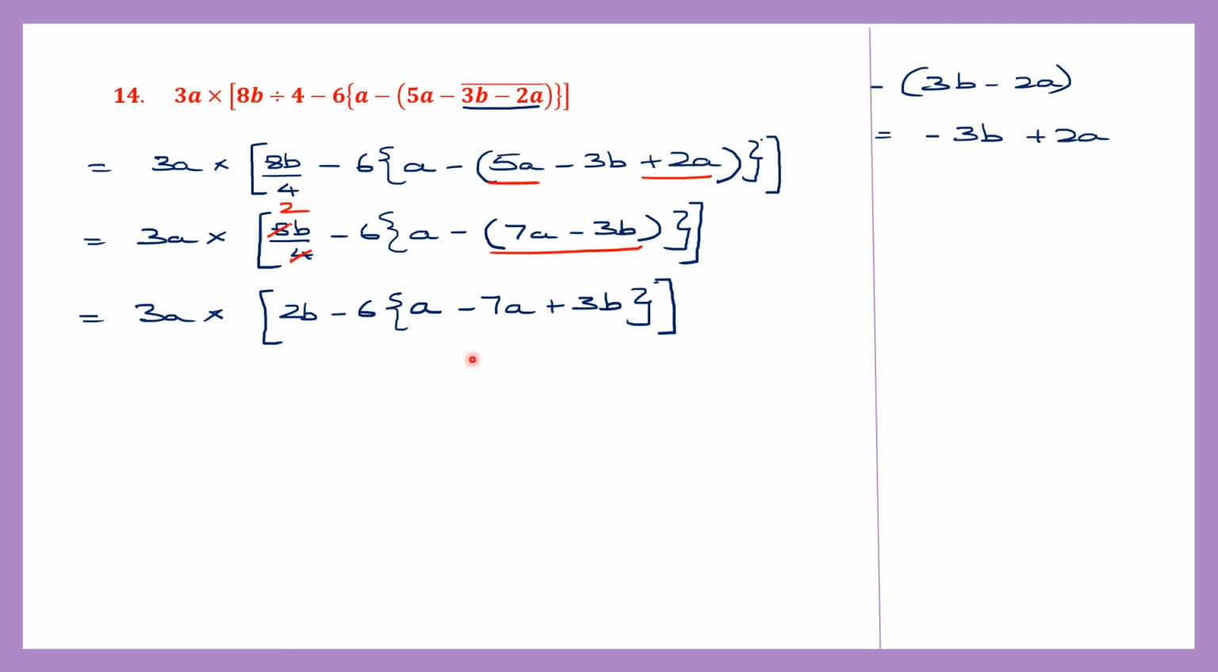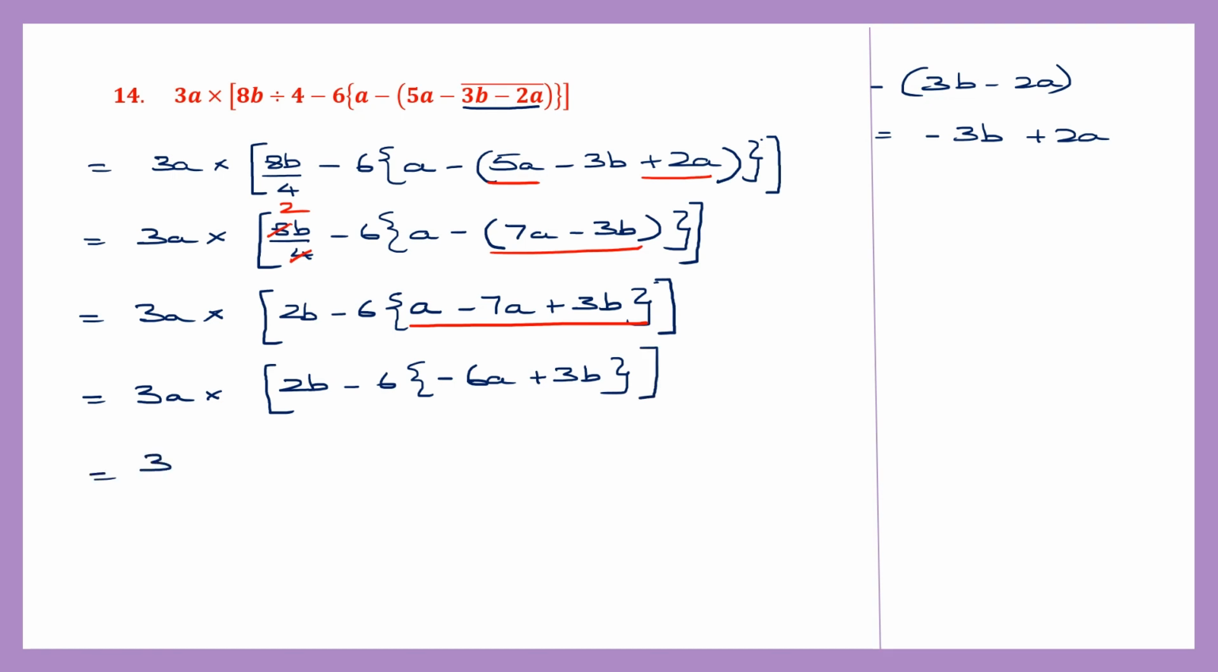Now we need to work out what is inside the curly brackets. So this is what we need to work on. This one. Okay. So let's do that. So this becomes 3a into, this first part remains the same for some time, 2b minus 6 and within the curly brackets. Now a minus 7a, they are common terms, isn't it? So we can work out 1 minus 7 is minus 6. So this is minus 6a plus 3b and then we close the bracket.